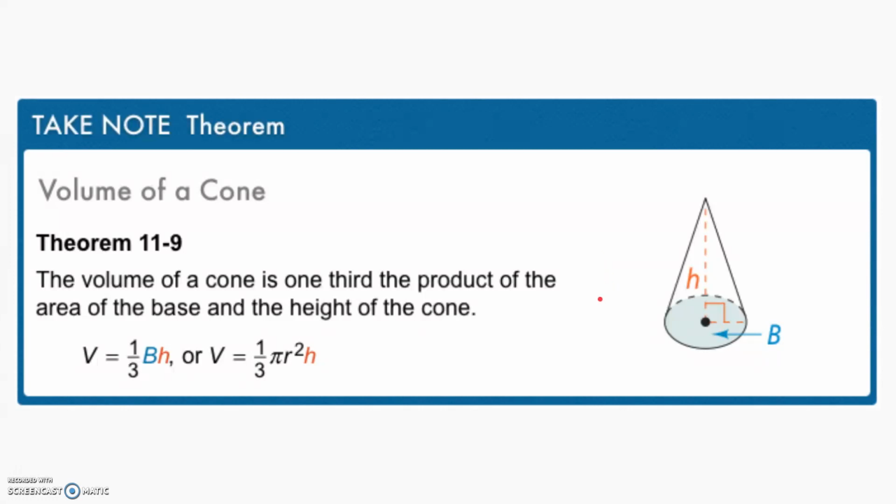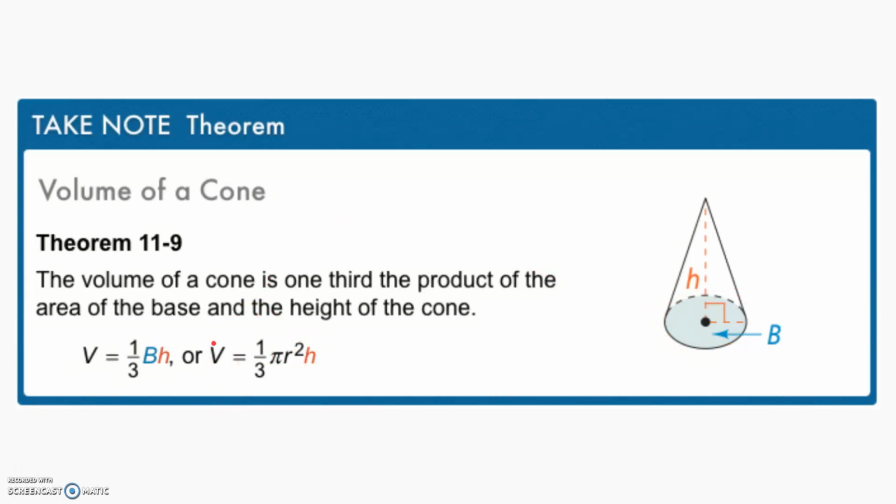Let's move on to cones. Here's why that 1/3 is important, because it comes back. So the volume of a cone is also 1/3 times the base area times the height. Now, because this is a circle down here, we have a specific area formula for it.